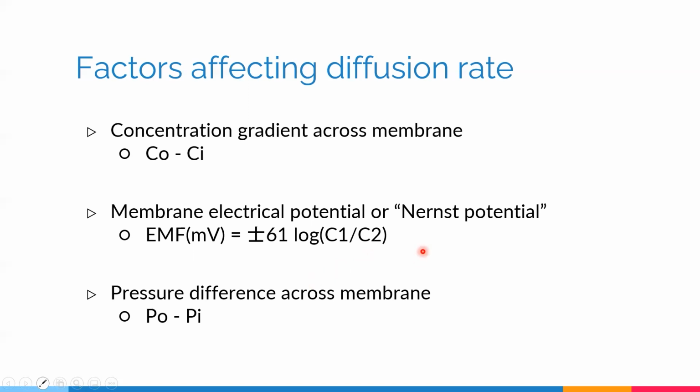We will look into how this plays a major role in nerve signal conduction across the cell. Finally, we have pressure difference across the membrane, which also plays a role in rate of diffusion. This is given by PO minus PI. That is, if pressure is exerted on the outside of the cell, then a lot of molecules will start diffusing into the cell because there is a directed motion or a force pushing them toward the cell membrane.